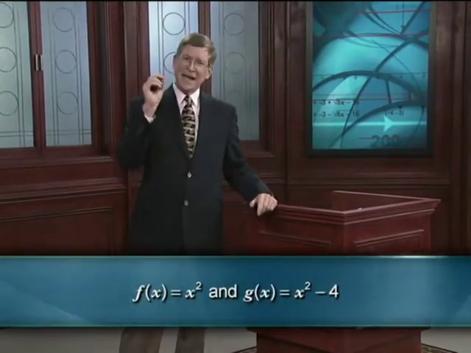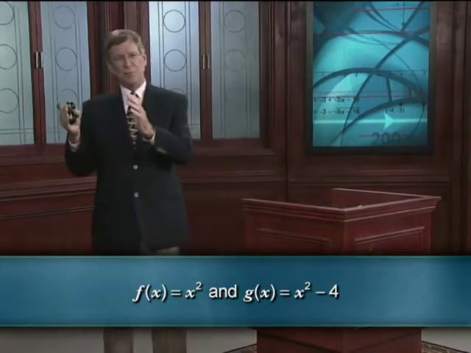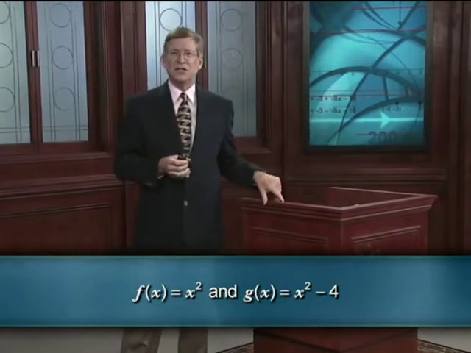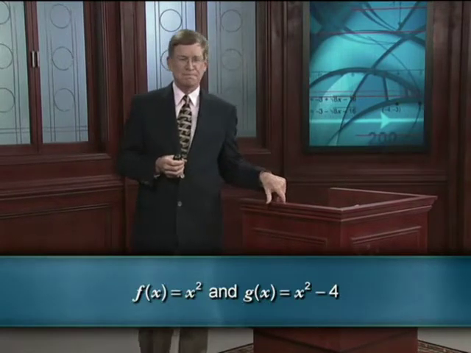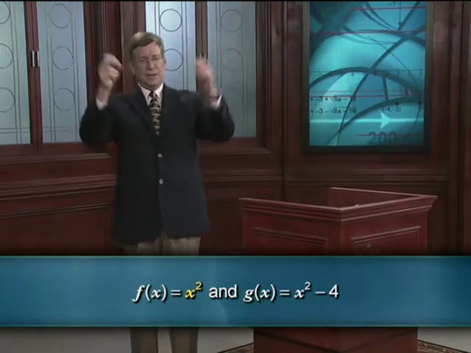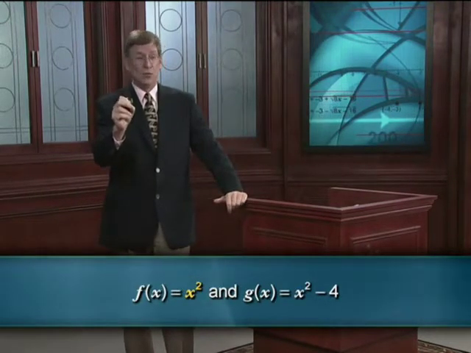Let's look at f of x equals x squared, and a related quadratic function, g of x equals x squared minus 4. Okay, f is our standard parabola. It goes through the origin. It has one intercept, 0, 0, at the origin.